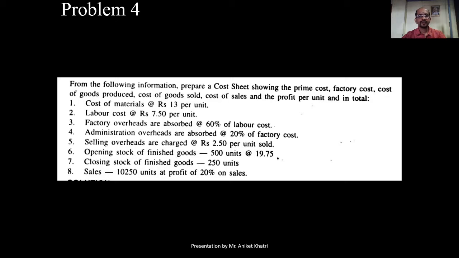As you all are aware, we are solving the problems on cost sheet. So this is our problem number 4. In this problem, we need to find out prime cost, factory cost, cost of goods produced, cost of goods sold, cost of sales, and the profit per unit and in total.